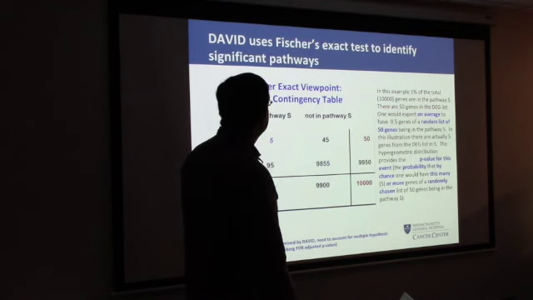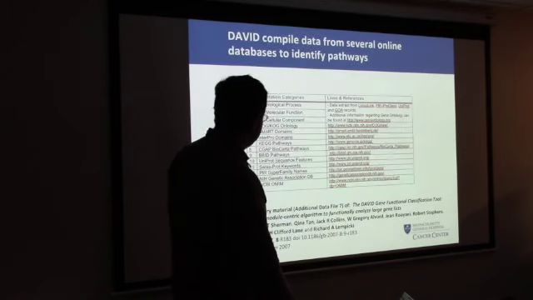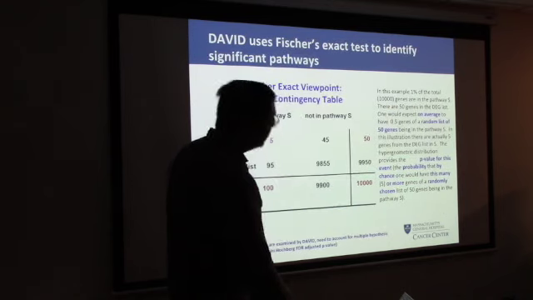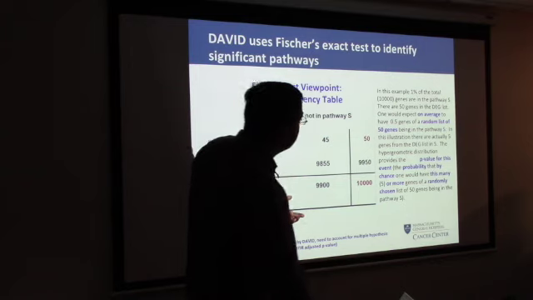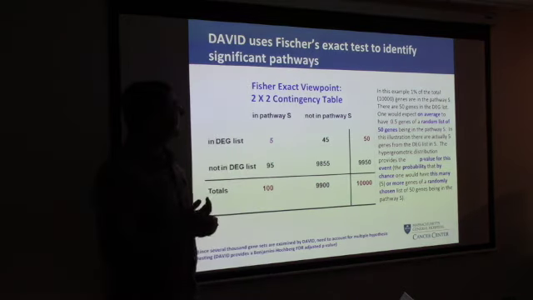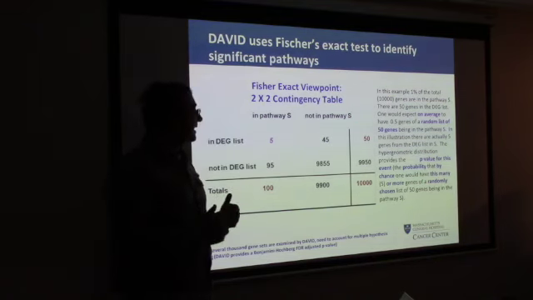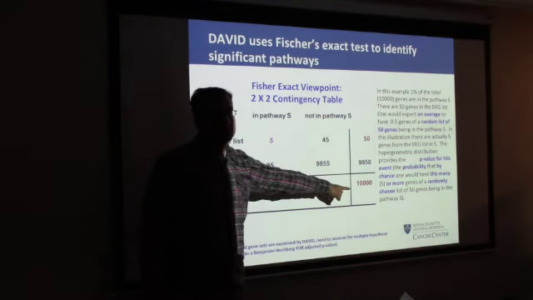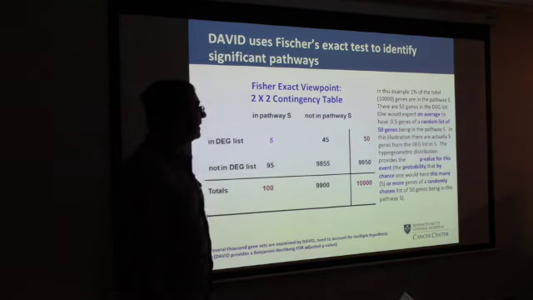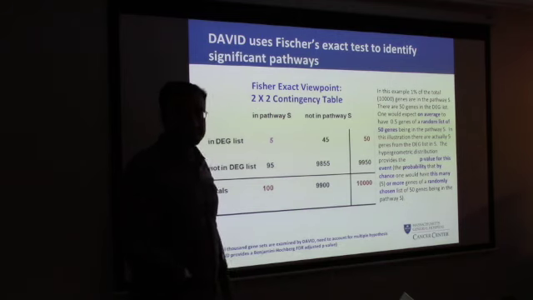Alright. So what does David do? Well, essentially, conceptually it's very similar to what I just talked about in GSEA, but let's look at this example. It does a Fisher's exact test to identify significant pathways. So, let's say in this example, you have how many genes total? 10,000. Of those 10,000 genes, 1% are in the pathway S. So you have a pathway S that you are interested in. This is your gene set, right?